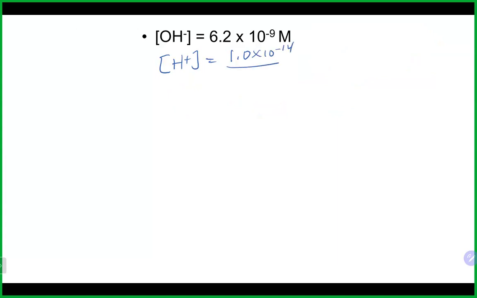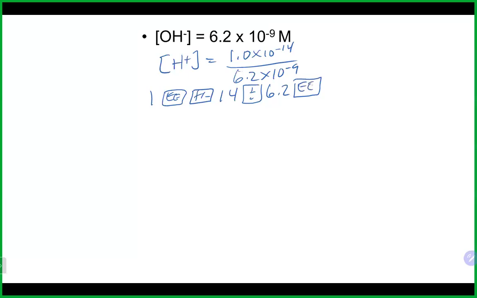Continuing on with this example here, the next one was the OH minus given to us. And it doesn't really matter which one's given to us. It really is the same calculation. So once again, 1 times 10 to the minus 14 divided by our OH minus, in this case, 6.2 times 10 to the minus 9. Once again, 1 exponent negative 14 divide 6.2 exponent button, negative button, and 9.